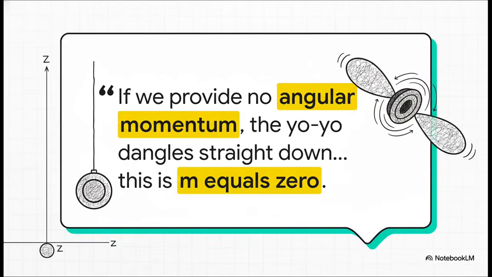You know, a good way to picture this is with a yo-yo. An m value of 0 means the orbital is pretty much aligned with the vertical z-axis, just like a dangling yo-yo. But higher m values mean there's more angular momentum around that axis, which causes the probability lobes to fan out horizontally, kind of like that same yo-yo when it's spinning.